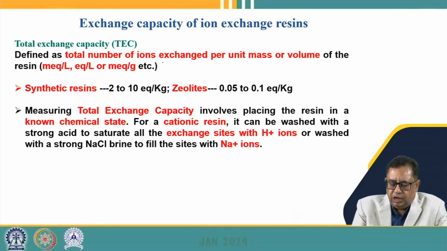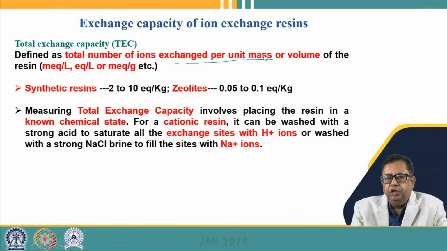It is defined as the total ions exchanged per unit mass or volume of the resin. So this means that whatever the number of ions which we want to remove from the water or the solution, the equivalents of ions, or basically the number of ions that are exchanged per unit mass or per unit volume of the resin, this is known as the total exchange capacity.